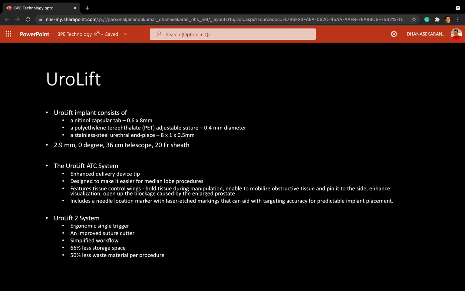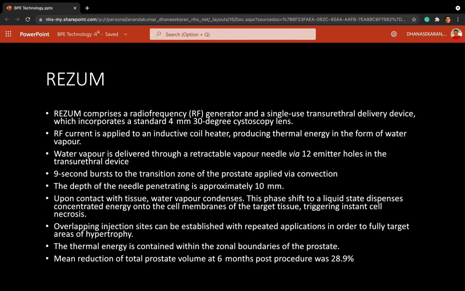And the UroLift 2 system, we can say it's a second generation one. It has the same ergonomic single trigger. All you have to do is change the implant introducer. We don't have to waste so much plastic material, carbon footprint, etc. So that's a second generation UroLift. Both are now available in America. Possibly we'll be starting the trial in the UK in 4 to 6 months' time.